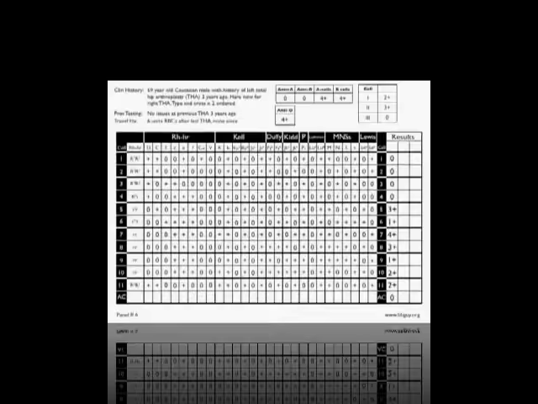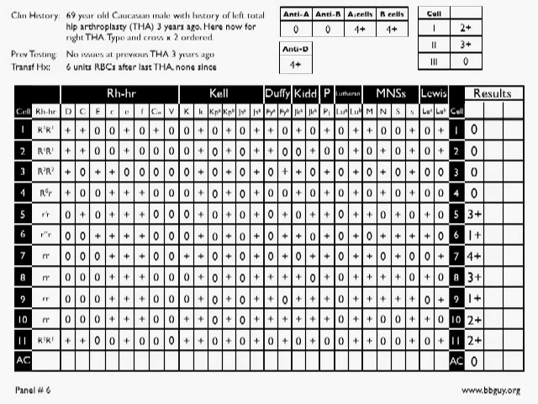Let's cruise on and do panel number 6. And this is the last one for today. I hope you guys are hanging with me and I hope this is beneficial.